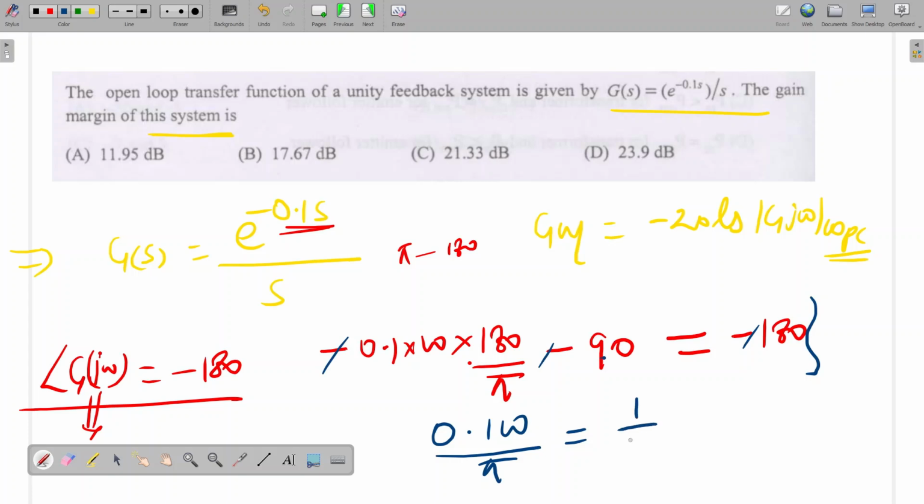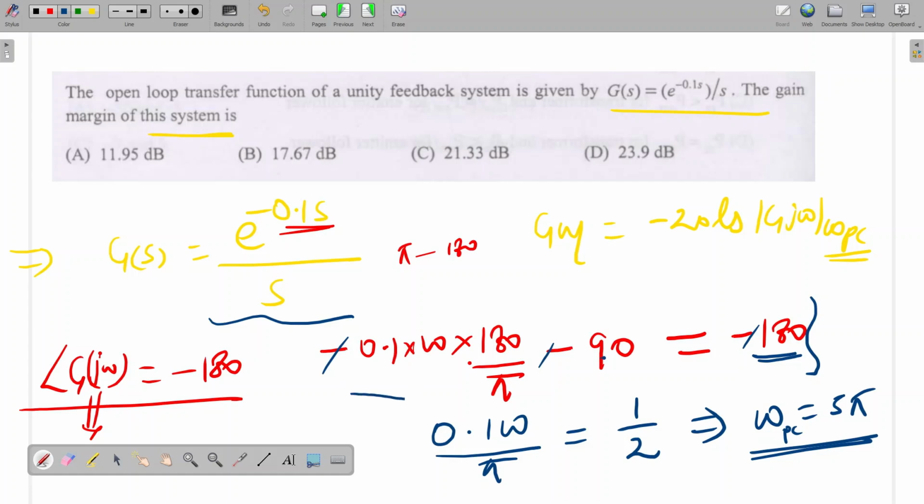So that is 1 by 2, and here it will be 10 by 2, which is 5. So omega will be equal to 5 pi. This is the phase crossover frequency, where our system angle will be equal to minus 180 degrees. I have equated the angle to minus 180, and whatever omega value we get is the phase crossover frequency. Is it clear up to now? Hello? The phase crossover frequency means the angle of the system should be equal to minus 180 degrees.